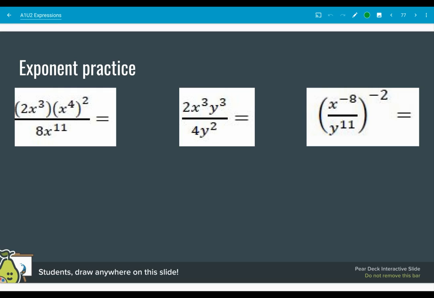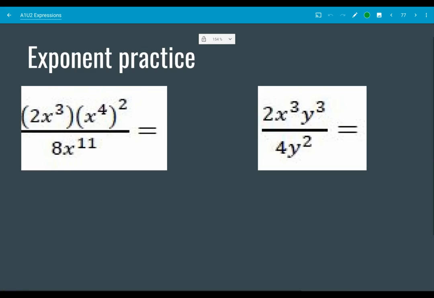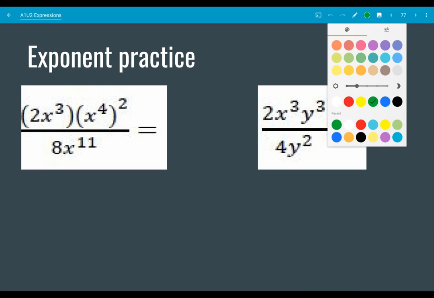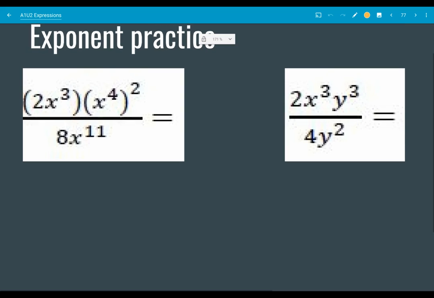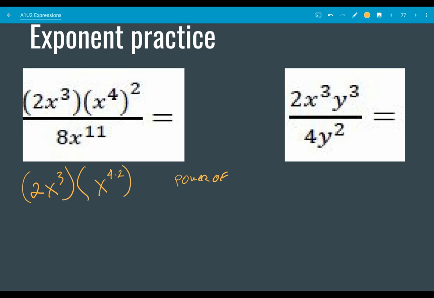So I'll work this first one through, and then we'll leave the others to practice with in class. So we've got 2x cubed. Now this next one, we have power to the power. So this is the same as x to the 4th times 2. So it's power of a power, divided by 8x to the 11th.